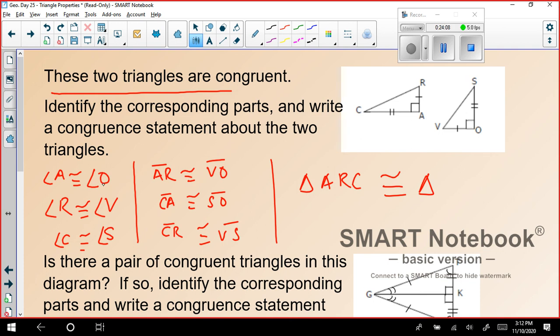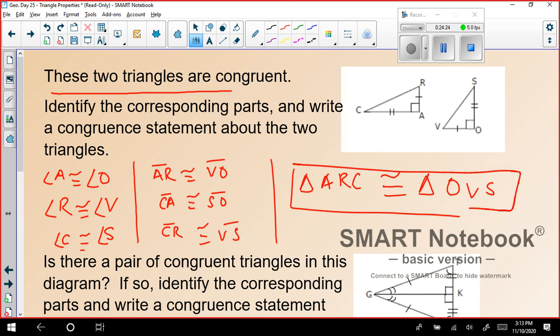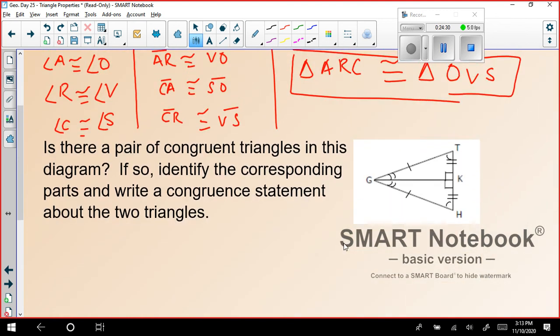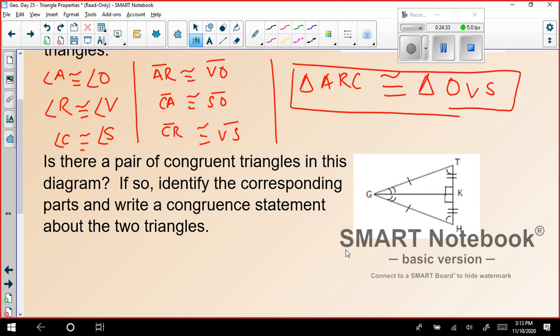Corresponding to A, I have O here. Corresponding to R, I have V. And corresponding to C, I have S. Triangle OVS. This is your triangle congruent statement. Okay. Repeat the same thing for this particular problem below. I want you all to give the triangle congruent statement. I will list out all of its angles and sides that are congruent.